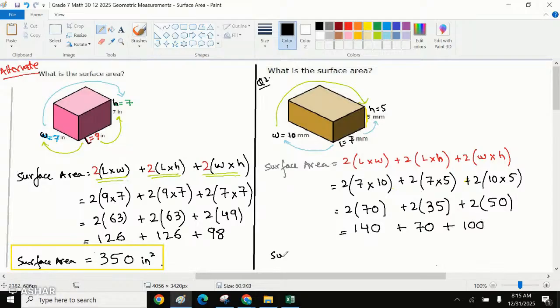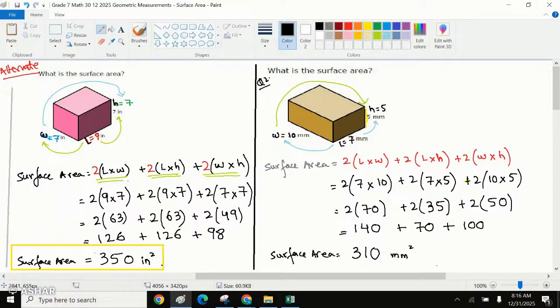So the final answer for the surface area would be 140 plus 100 is 240. 240 plus 70 is 310. And the unit was millimeters, and we need to put a square. Okay, do we agree on this? In case of surface area, we need to find the amount of material required to make this shape, the outer part.